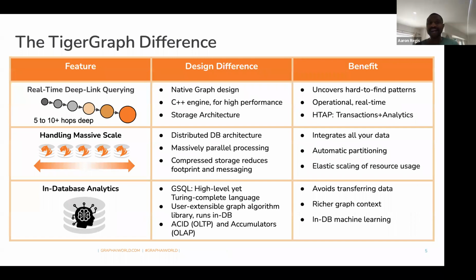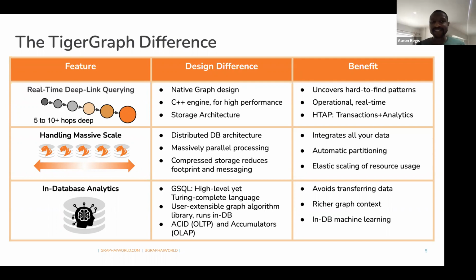So what makes TigerGraph different to other graph technologies? I suppose that's the key thing. I'm not going to drill into the nitty-gritty of this slide. Like I said, it's not going to be a technical presentation, but I just want you to hold this slide in your mind, because I'm going to come back to it. There are 3 broad features. This idea of deep link querying, 5 to 10 hops deep. You could think of this as joins in a relational database: 3 or 4 joins, and you're struggling. More than that, you might not get your query back.